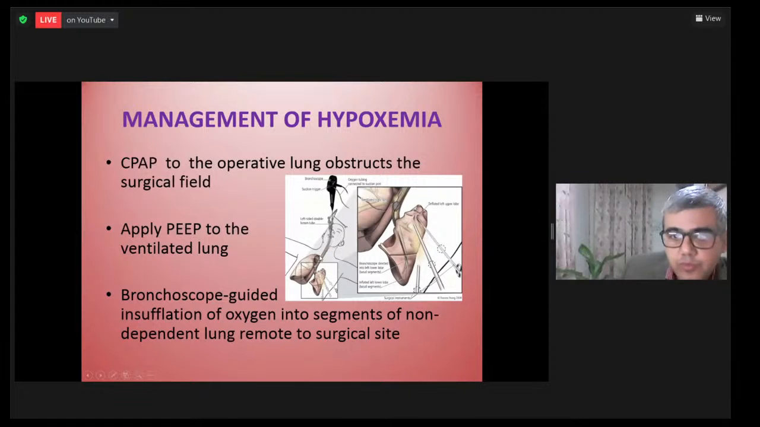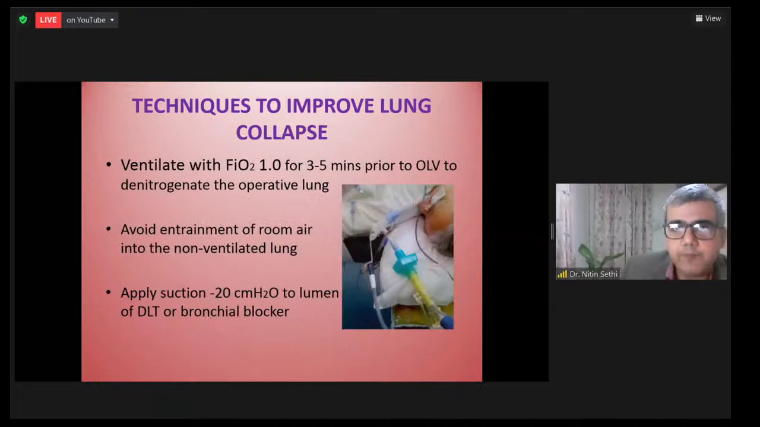You can introduce your bronchoscope. The bronchoscope can reach those lung segments which are not involved in the operative side, and you can insufflate oxygen through that. So a selective bronchoscopic guided insufflation of oxygen can be done. Now, during VAT surgery, as I said, improving lung collapse is very essential.